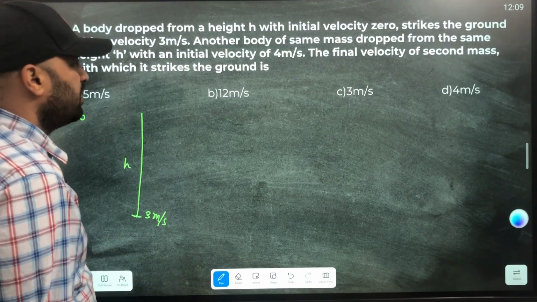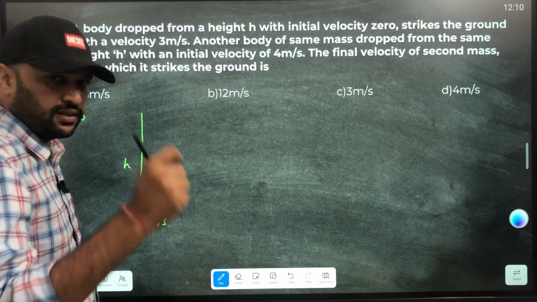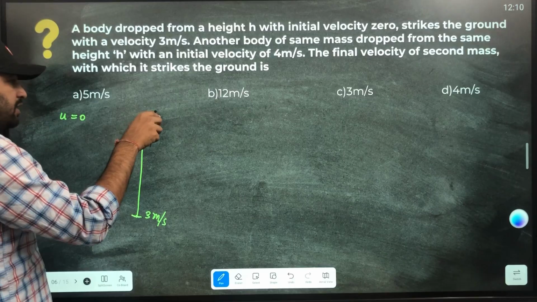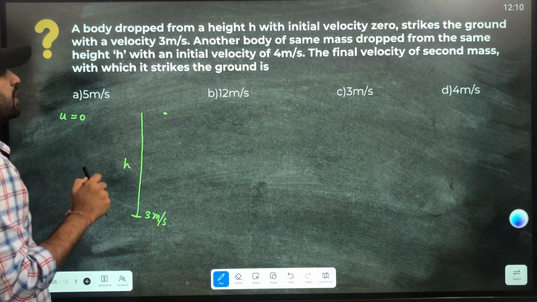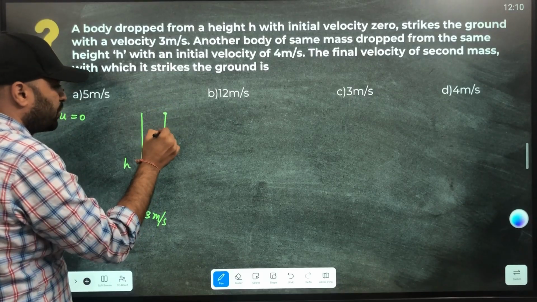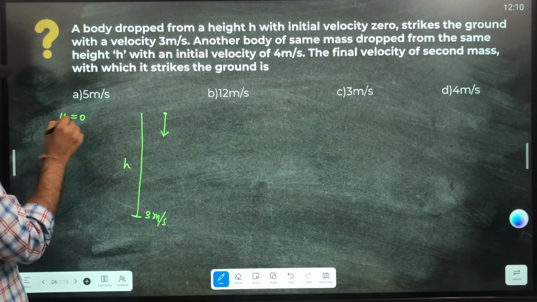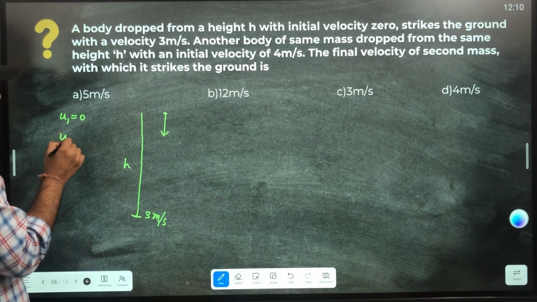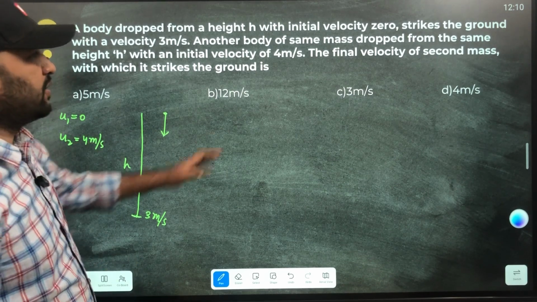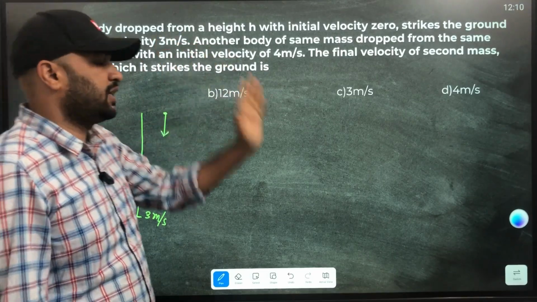Great. Another body of same mass, mass is not changing, is dropped from the same height. So you are releasing another body from here, same height h, with an initial velocity. Basically this time you are throwing it. Previously initial velocity u1 was this, okay. So u2 is how much? 4 meter per second. So now you are throwing it, okay. The final velocity of the second mass with which it strikes the ground, okay.